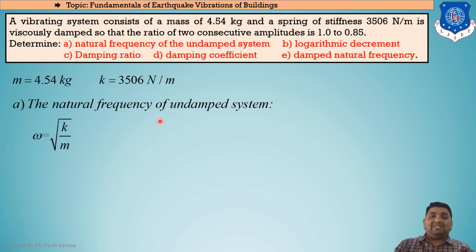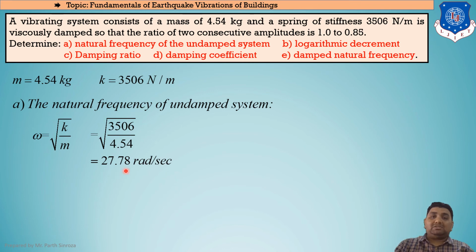So the angular frequency will always be denoted by omega. The omega equation is always root of K by M. K is our stiffness, M is our mass. Stiffness is already given in the question, as well as the mass is prescribed in the question. So here the angular frequency comes out to be 27.78 radian per second.